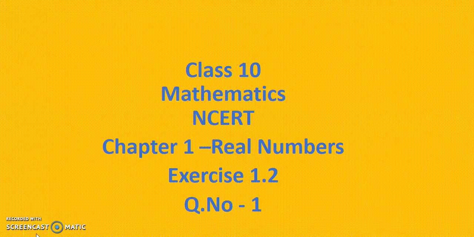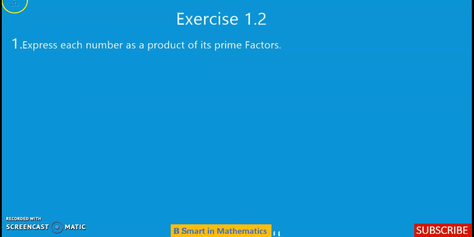In this session, I want to explain question number 1 in exercise 1.2 in class 10 mathematics. Yes, this is the first question in exercise 1.2. You have to express each number as a product of its prime factors. Means we have to express each number as a product of its prime factors.